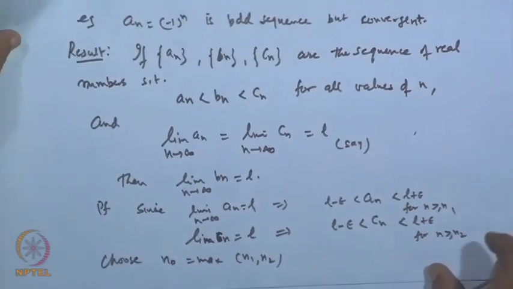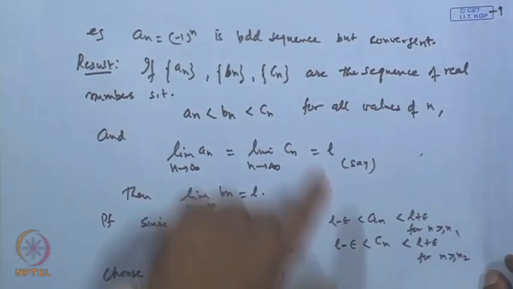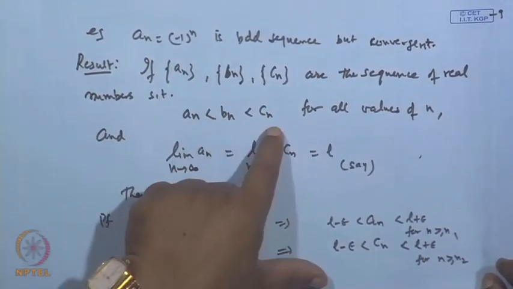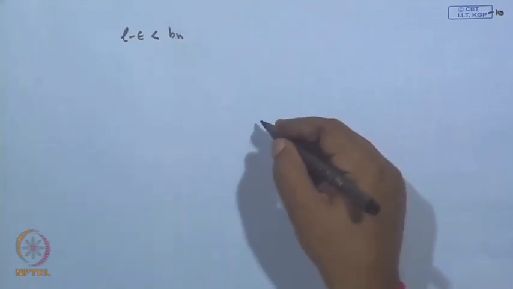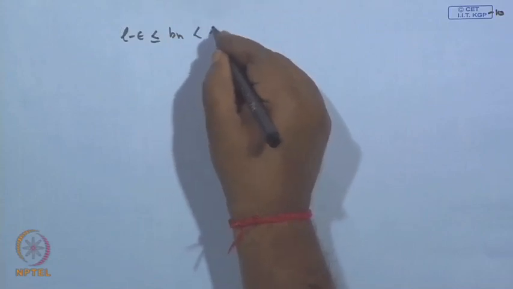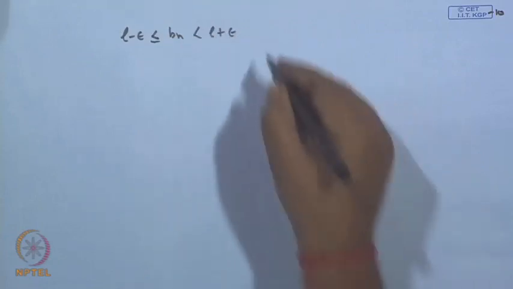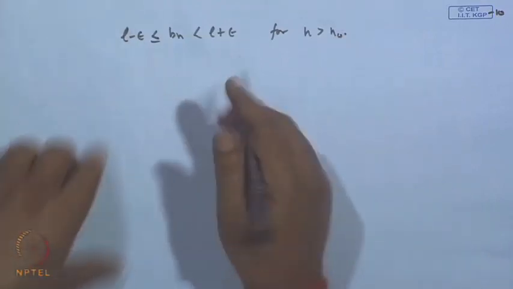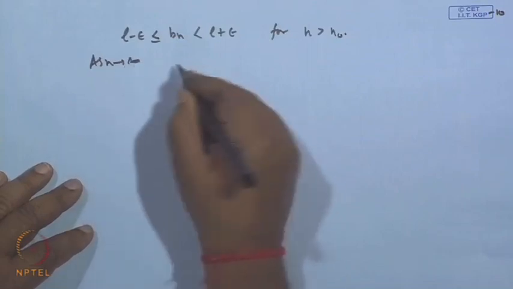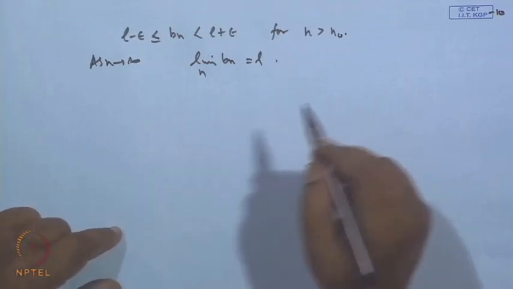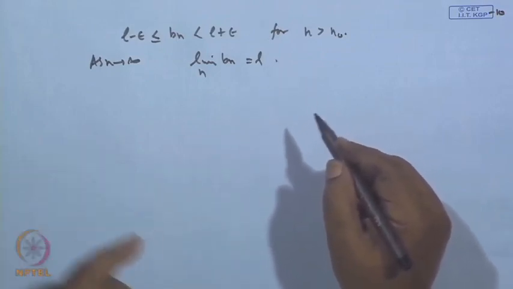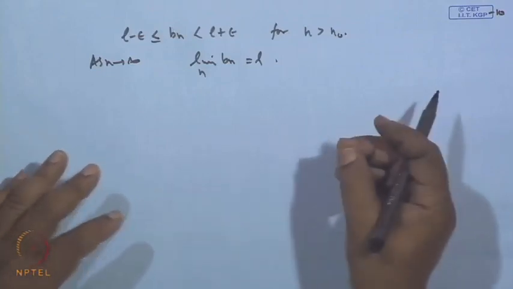Okay. So, we get from here a_n and c_n, and b_n is the number lying between a_n and c_n. So, we can say L minus epsilon is less than b_n, which is at most less than L plus epsilon, for all n greater than n_0. Is it not clear? So, as n tends to infinity, the limit of b_n will go to L. Now, this is used to find the limit of a complicated expression.